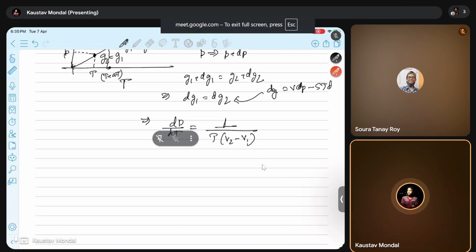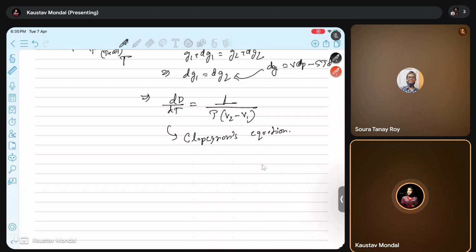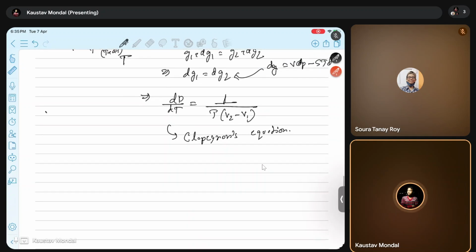So this is basically known as the Clapeyron's equation. Here V2 and V1 are nothing but the specific volumes of phase 1 and phase 2. V2 is for phase 2 and V1 is for phase 1.